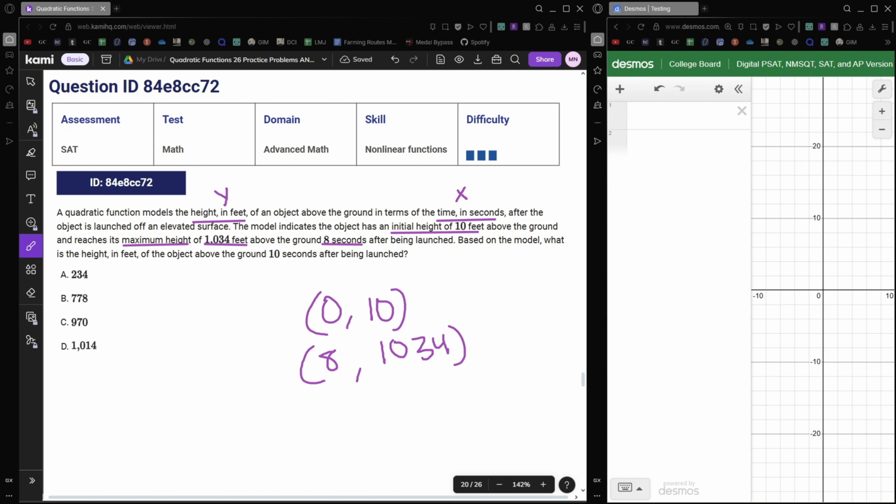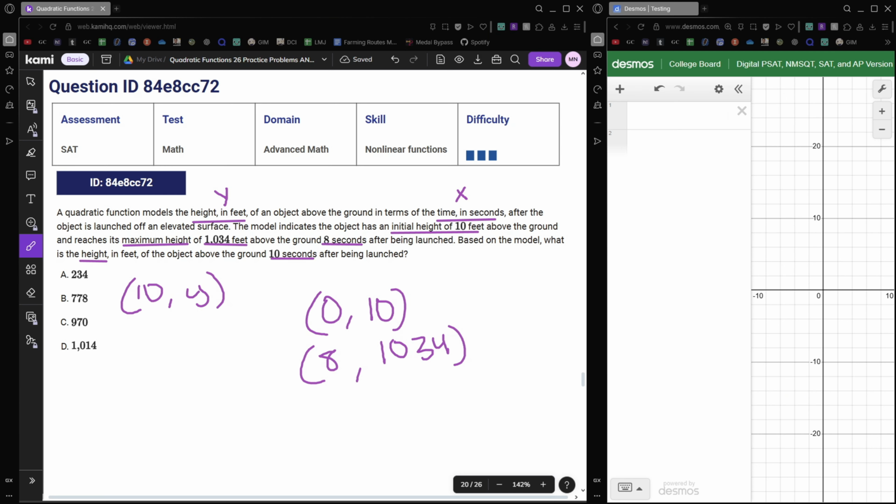Let's continue reading. Based on the model, what is the height in feet of the object above the ground 10 seconds after being launched? So we're trying to find the height, which is the y value, and we know the x value is 10 seconds. So let's go ahead and write that down. 10, y.